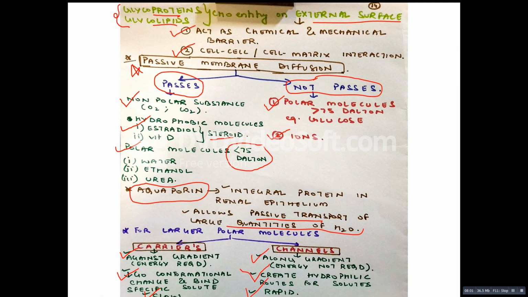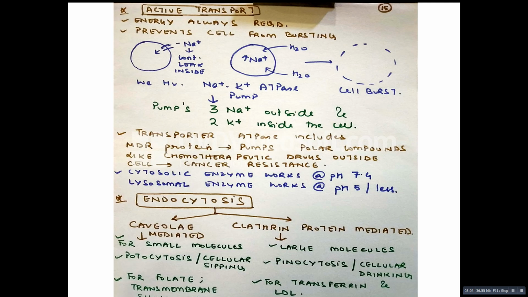Now let us come to active transport. Till now we have read about passive transport, and for molecules greater than 75 Dalton we have carriers and channels. In active transport, energy is always required. Now, what is the main role of active transport? Actually, the main function of active transport is to prevent the cell from bursting. How come? Let us see.